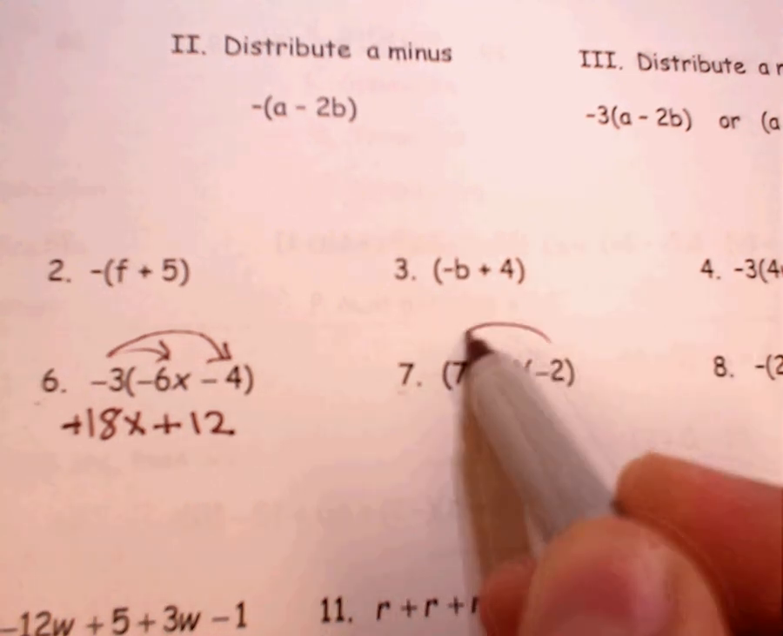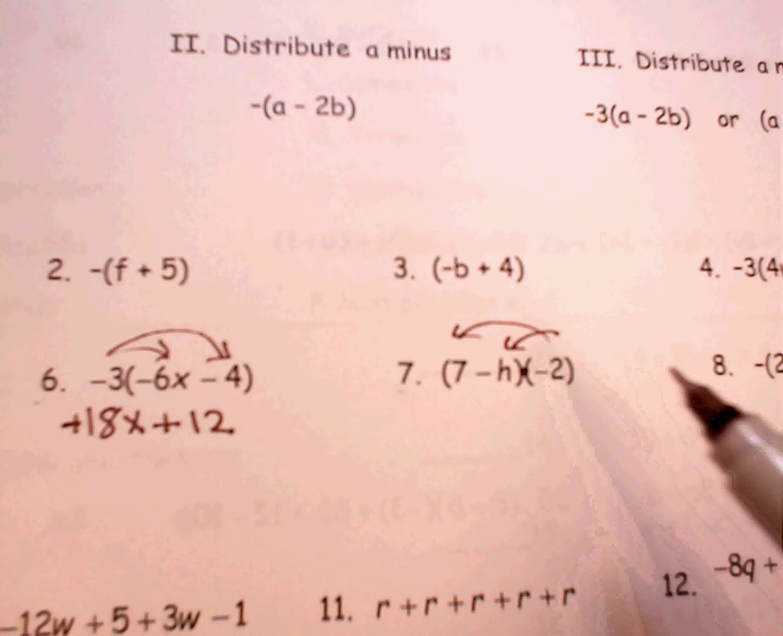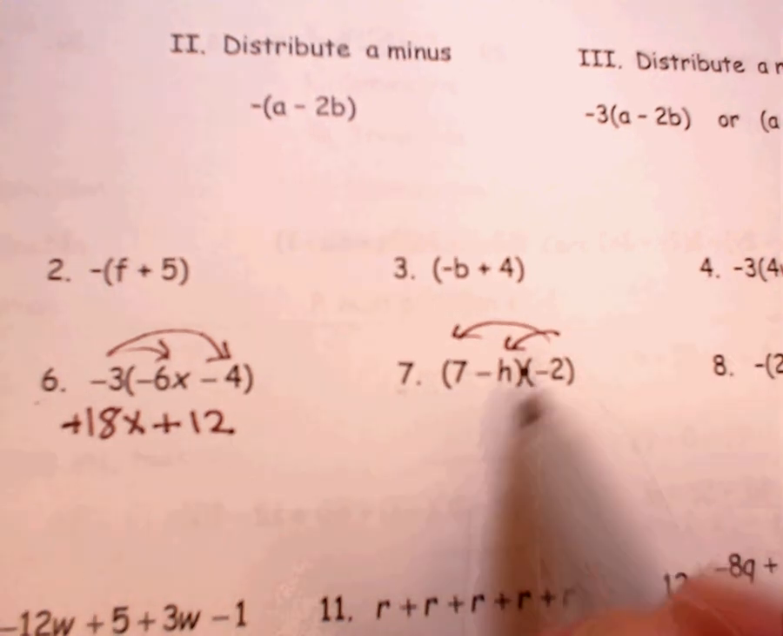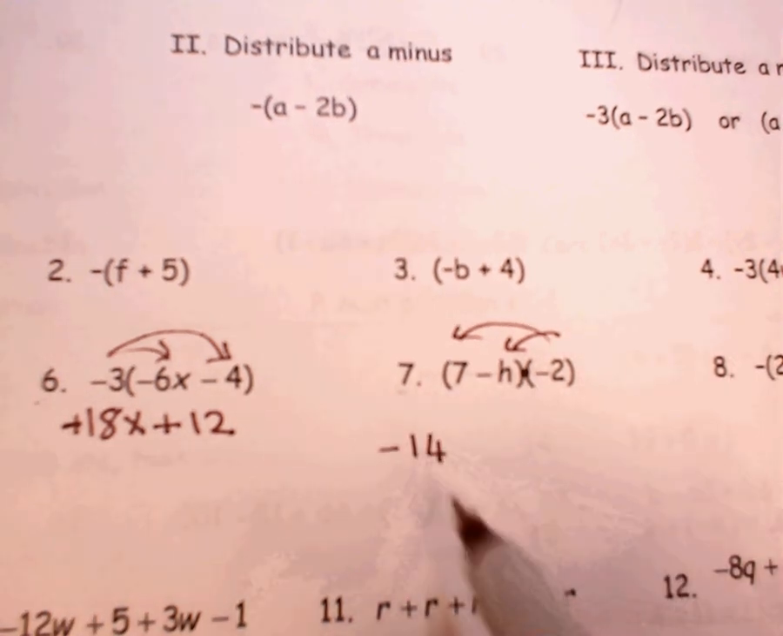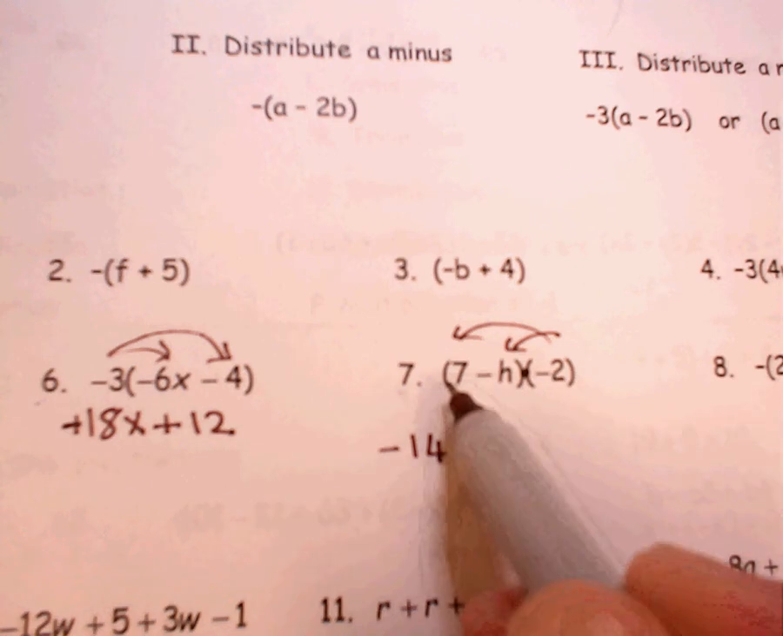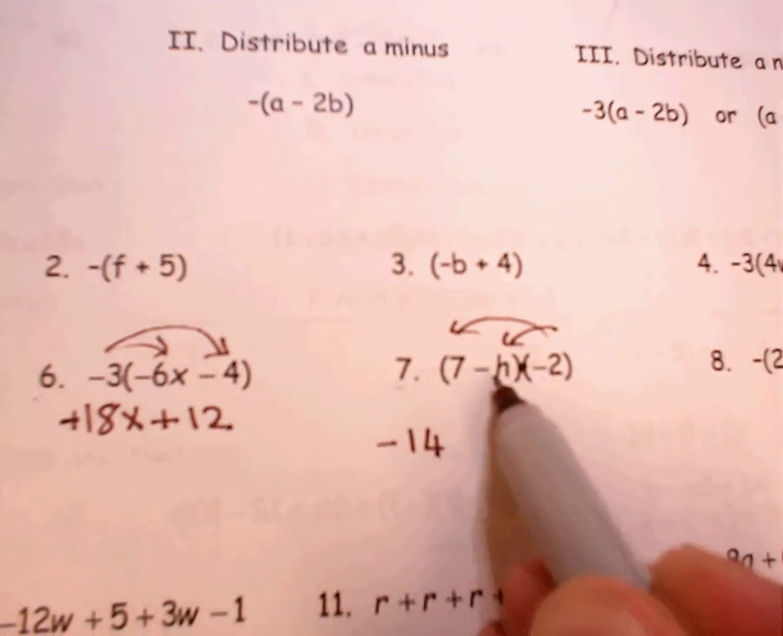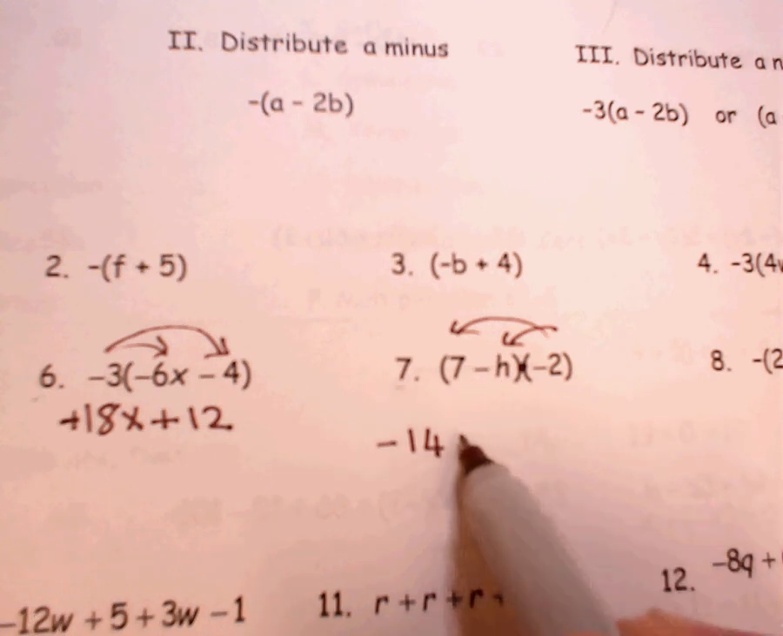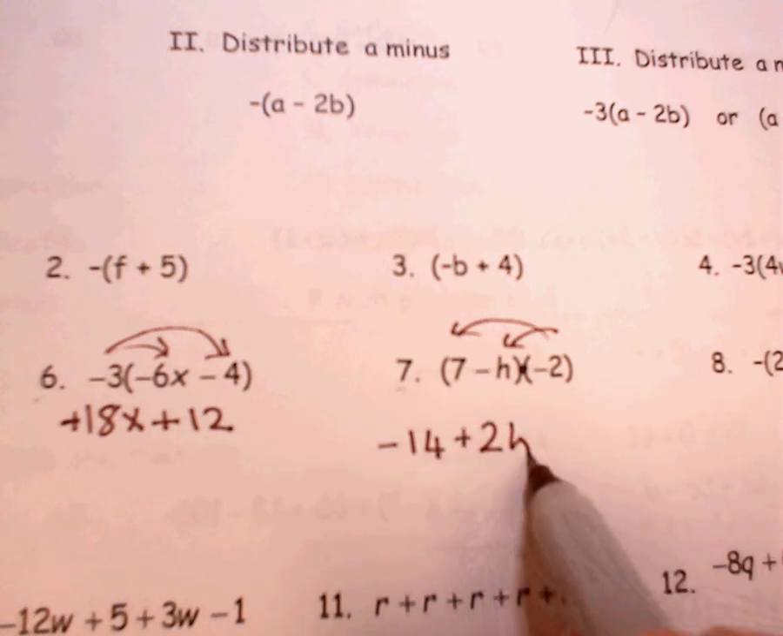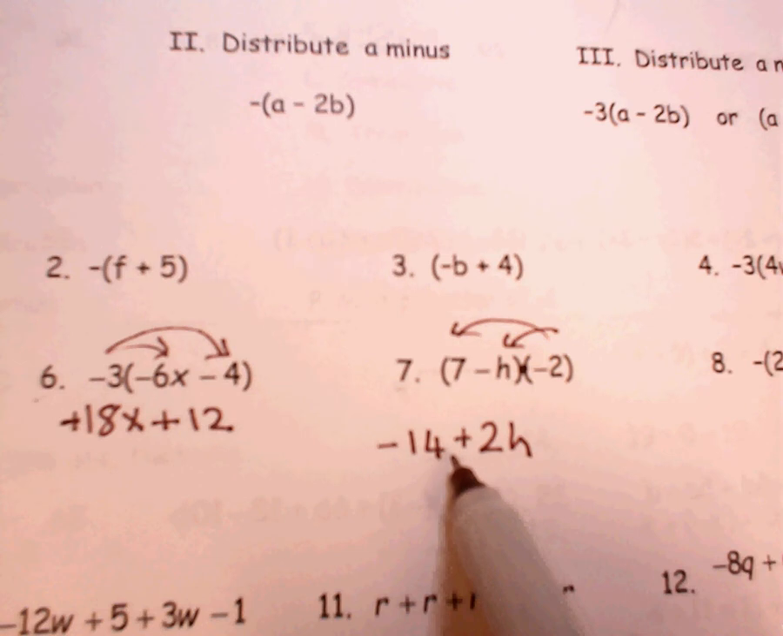I'll take -2 and multiply it backwards in, and we will have -14. Negative times positive is negative. Then we will have negative times negative h, which is going to be positive 2h. As you can see, instead of writing a positive, I convert that to a plus sign because adding a positive is addition.